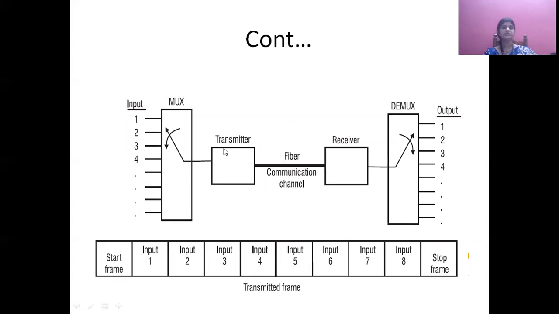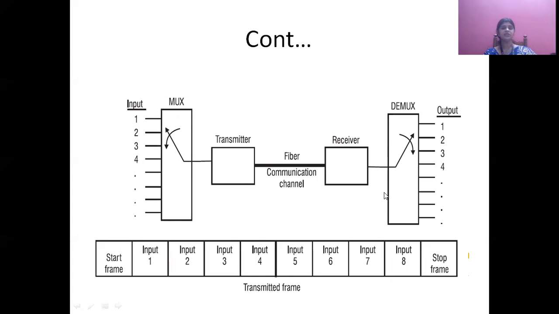This is done at the transmitter side, that is, combining all the signals and transmitting them through the same transmission medium but at different time slots. This shows a transmitted frame, with the starting and the ending of the frame. The first frame will contain the first set of samples from the various inputs, and the second frame will contain the second set of samples from the various inputs.